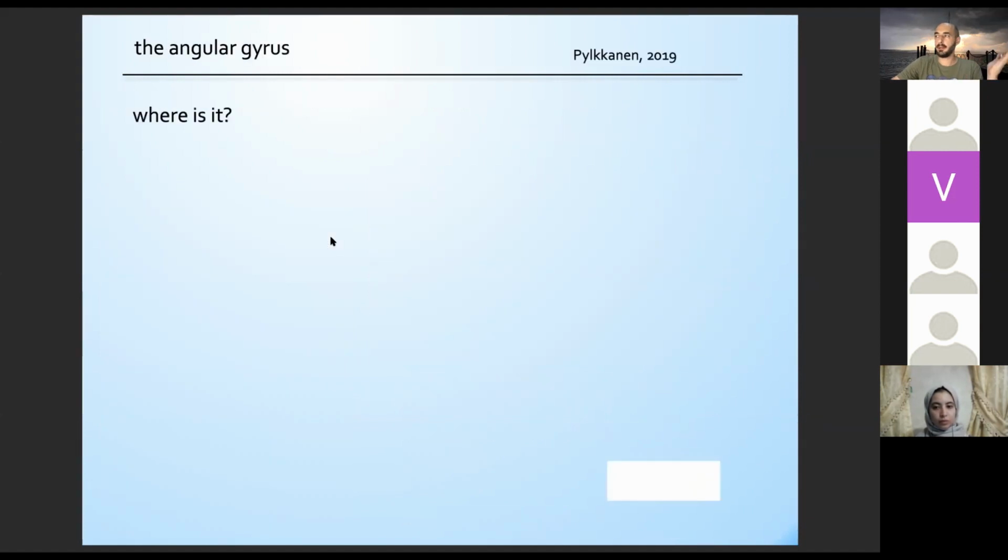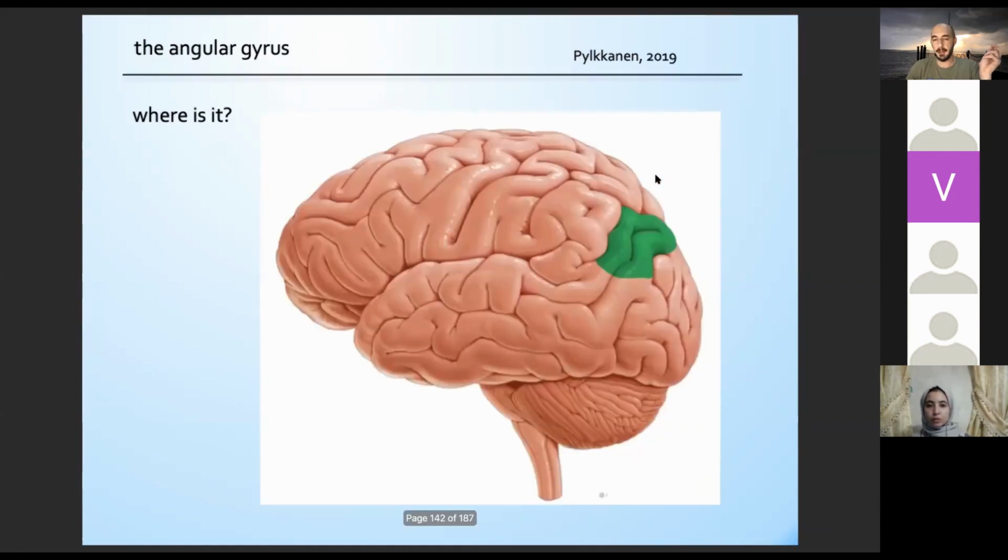So, the angular gyrus, what is it? Where is it? There you go. This is kind of localization of the angular gyrus. It's kind of controversial and also not very stable across individuals, but the idea is that it's called angular gyrus because it has this nice turn, and it spans through the whole supramarginal gyrus and a little bit of your superior temporal gyrus, okay? So it's right behind your Wernicke's area, and it's right behind this guy, which is the supramarginal gyrus, okay?